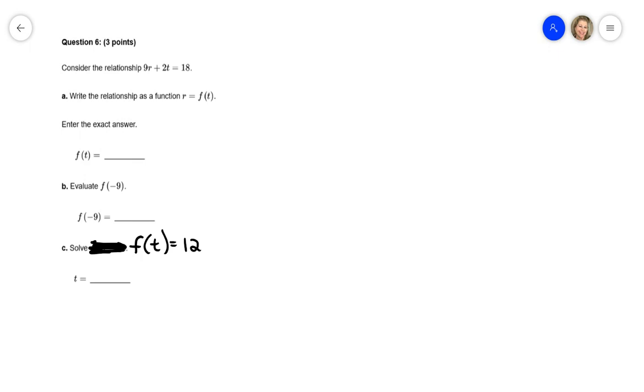Consider the relationship 9r plus 2t equals 18. Write the relationship as a function r is equal to f of t. That means they want you to take this equation here and solve it for r. 9r plus 2t equals 18.